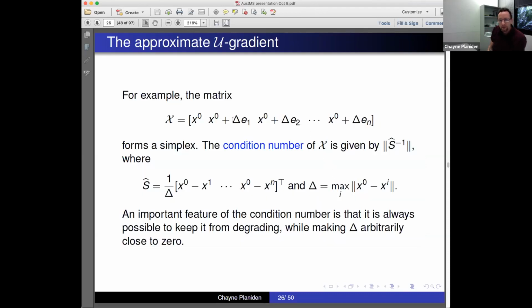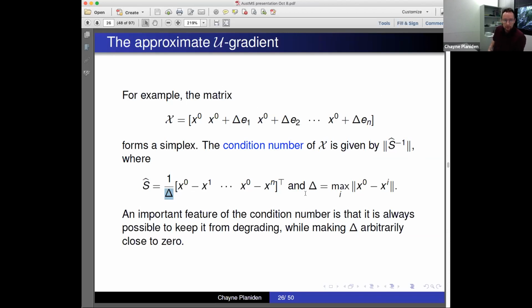So typically you can take, for example, coordinate directions, a certain step size in each coordinate direction. That gives you a nice linearly independent set here. And that will form a simplex that will allow you to calculate simplex gradients. And the condition number is the norm of this S inverse matrix. S hat is just S divided by delta. Delta is the radius of the simplex, the maximum distance between 2 points in the simplex.